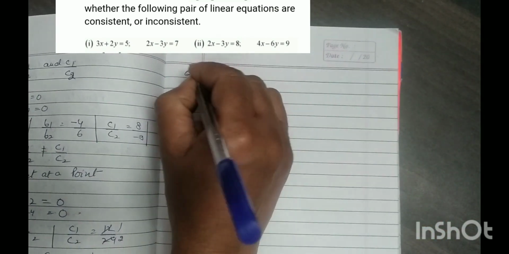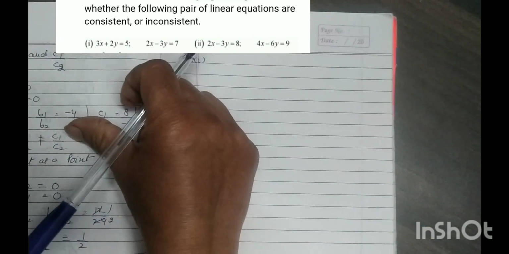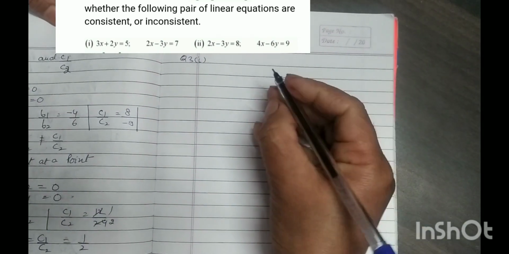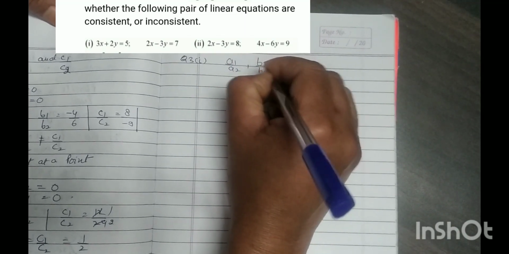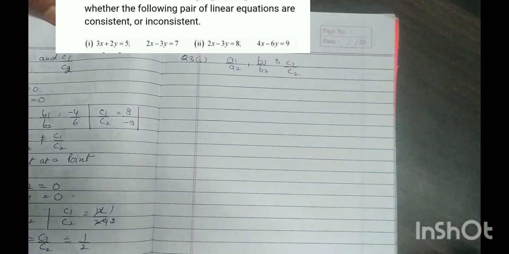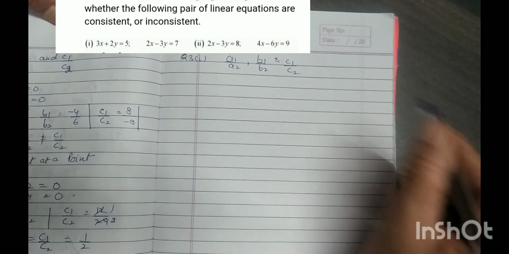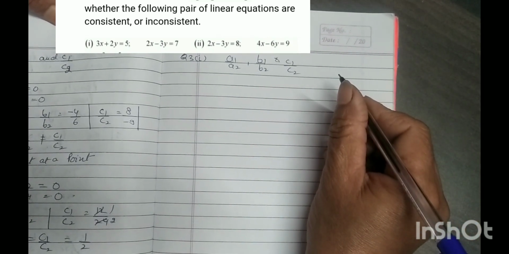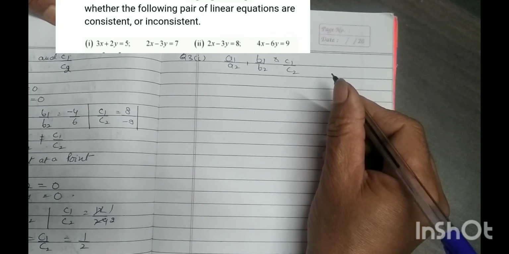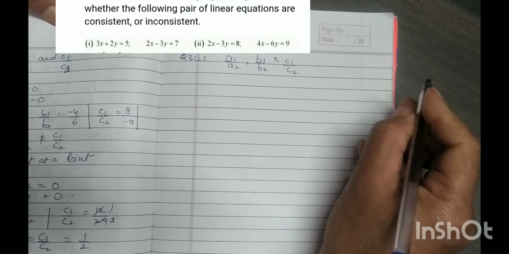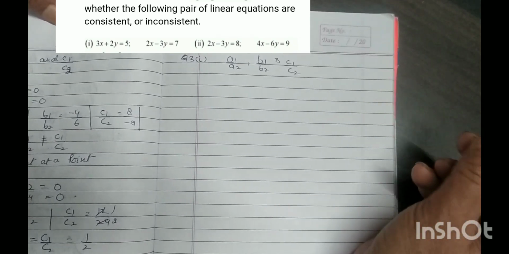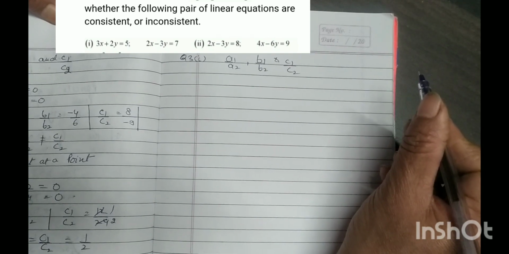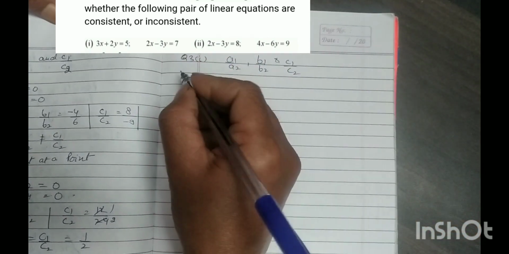Question number 3. On comparing the ratios of A1/A2, B1/B2 and C1/C2, find out whether the following pairs of linear equations are consistent or inconsistent. You know, consistent means unique solution or infinite solutions. Inconsistent means no solution.